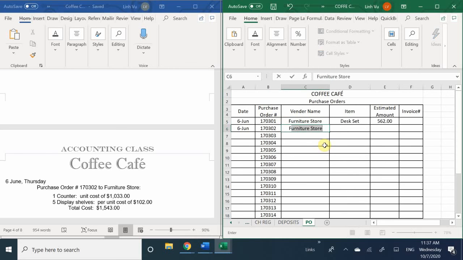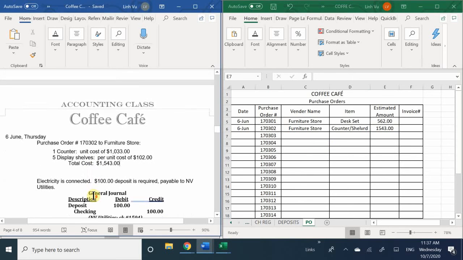All right, so we bought a counter. If you have room for it, in this case, I'm just gonna keep it at shelves because at least I'm expecting these items, and the total cost is going to be $1,543. Okay. $1,543 even. All right, and we haven't received our invoice yet, so that is that.